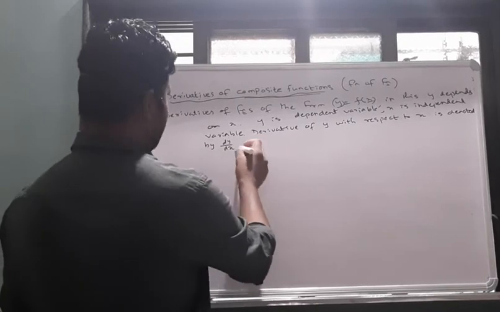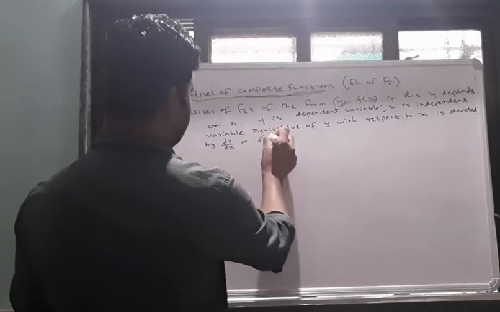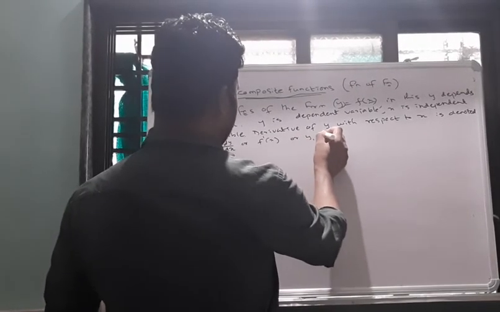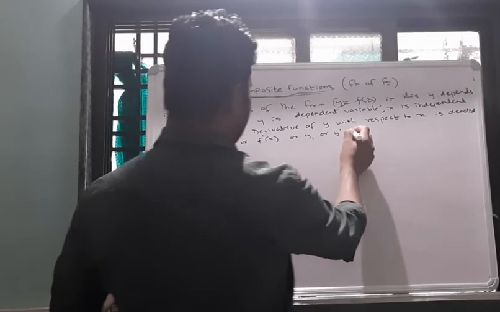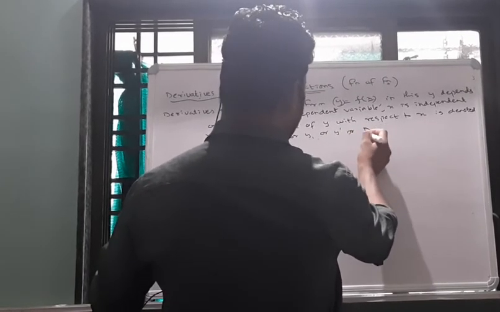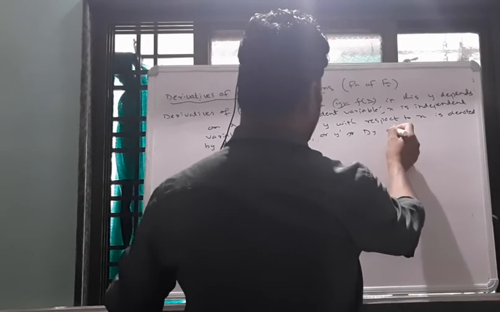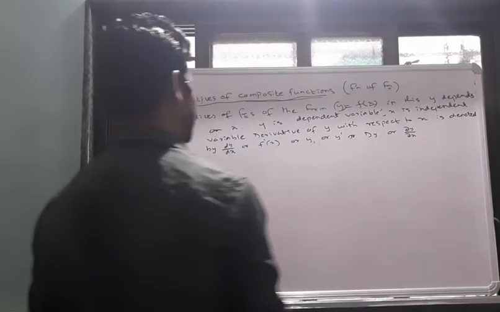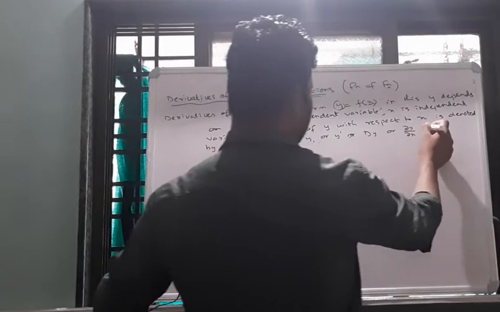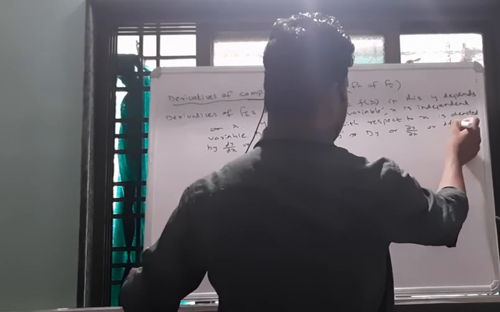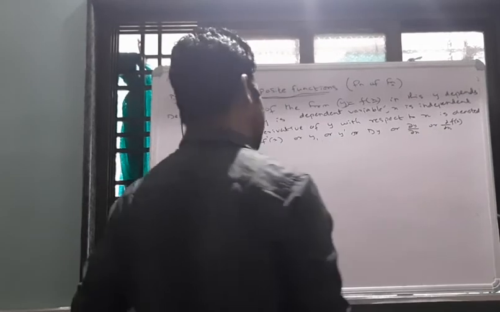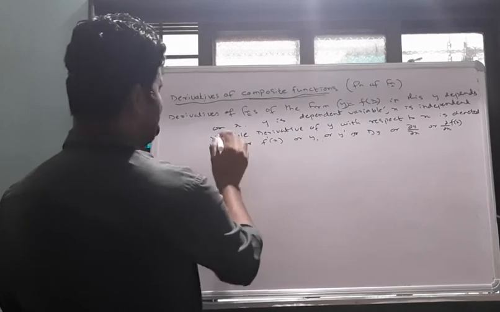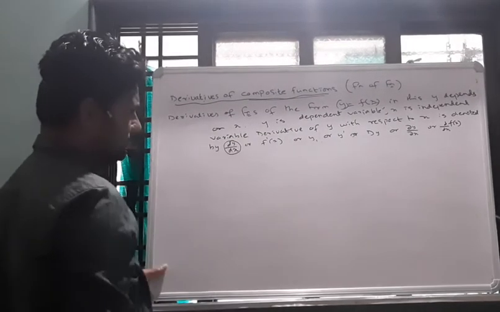It is also denoted by f dash of x, or y1, or y dash, or capital D y, read as derivative of y with respect to x, or dou y by dou x. Or we can also represent it as the derivative of f of x with respect to x. The most commonly used symbol is dy by dx, which is nothing but the derivative of y with respect to x.